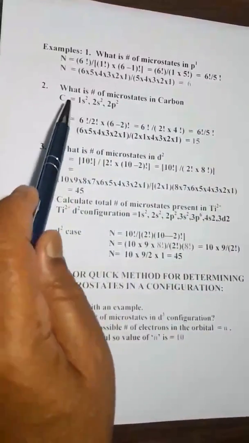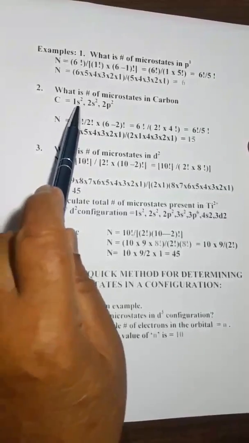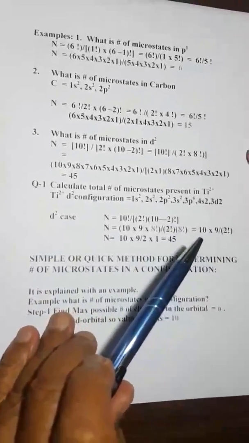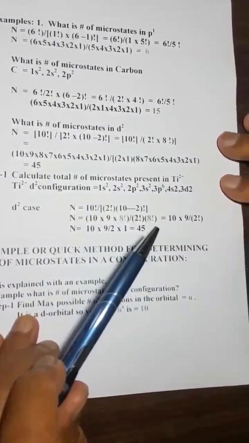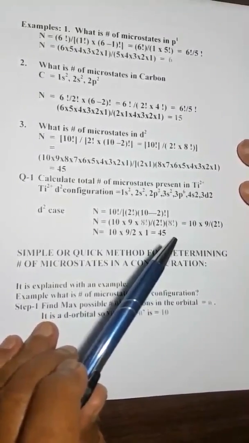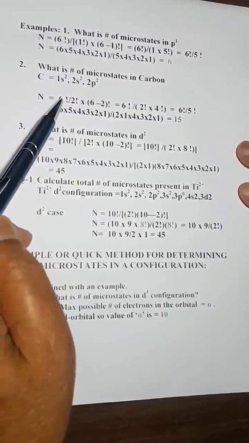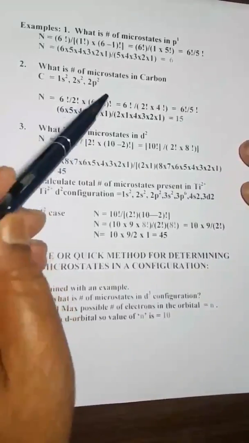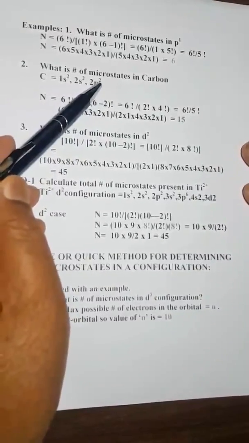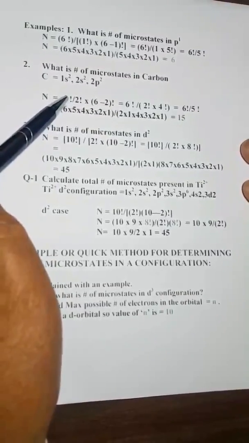Similarly, let me write the configuration of carbon. Carbon has atomic number 6. So its configuration is 1s2, 2s2, 2p2. You are very familiar with the configuration and how to write it. We know very well the value of small n is 6 here, that is, the maximum number of ways one electron can go in the p orbital is 6.